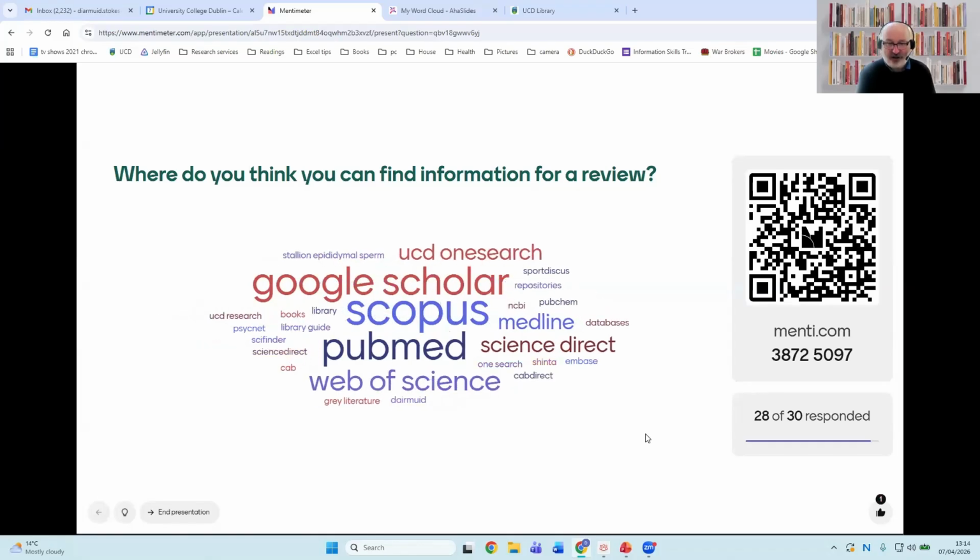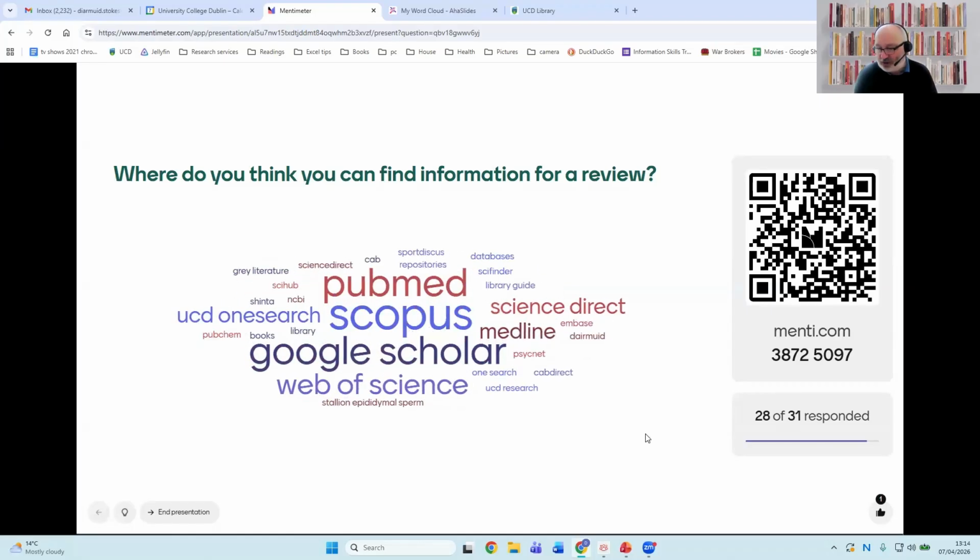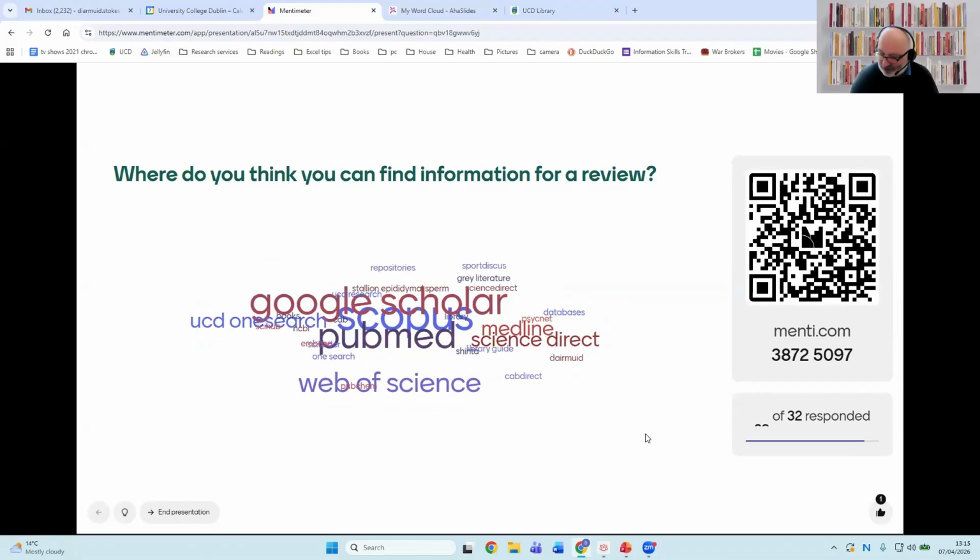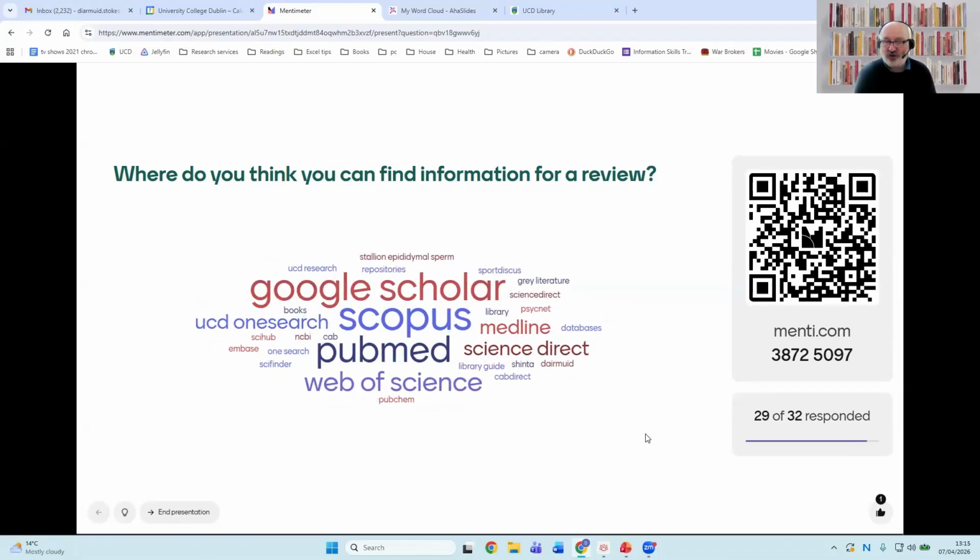So thanks for filling all that in. It's great to see that you're aware of a variety. Just a couple of things I'll point out. UCD OneSearch would not be an appropriate site. The idea behind a systematic review is that it's reproducible by anybody anywhere in the world. UCD OneSearch is just UCD, so it wouldn't be appropriate. So just be careful of that.